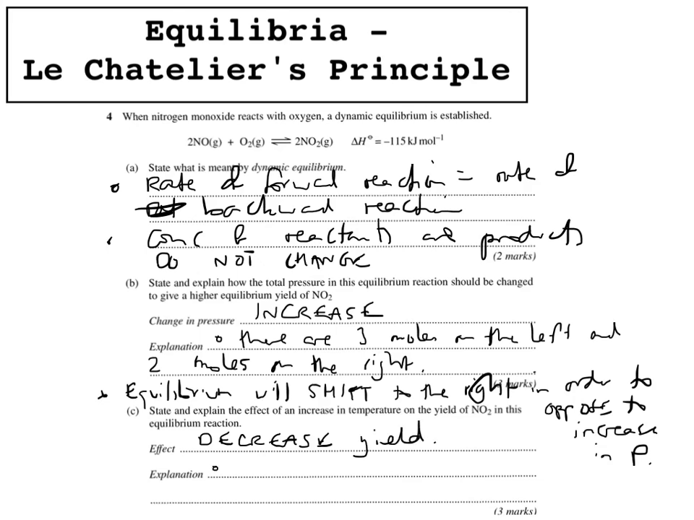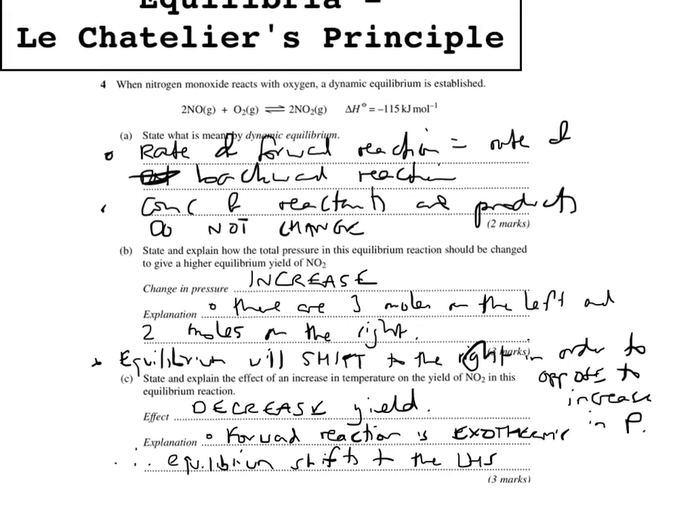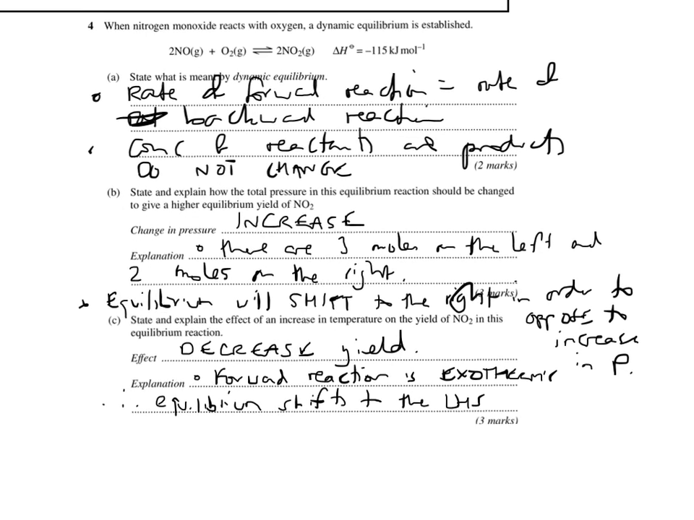Again, the explanation, first say what the forward reaction is. So forward reaction is exothermic, and so therefore this is going to shift to the other side. So therefore equilibrium shifts to the left hand side in order to oppose the increase in temperature.